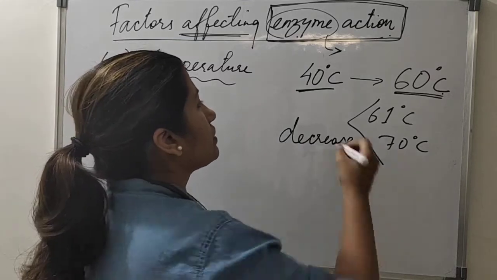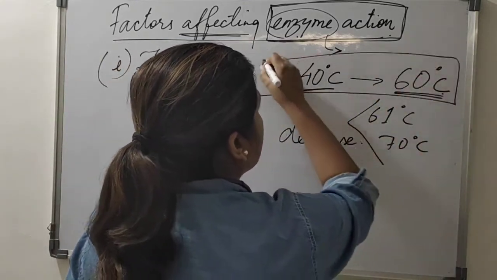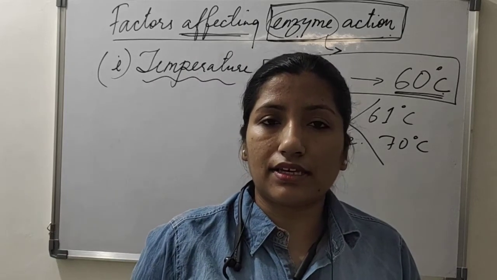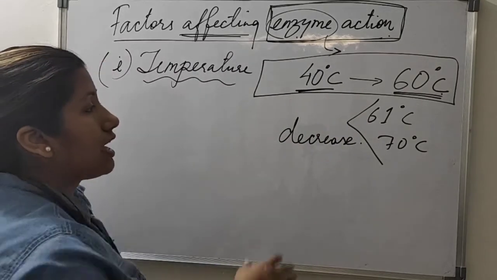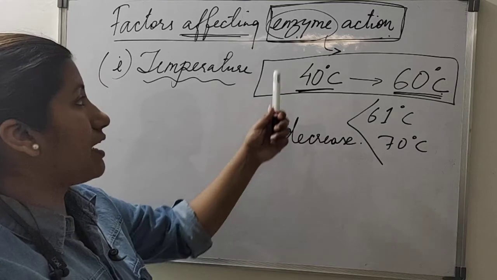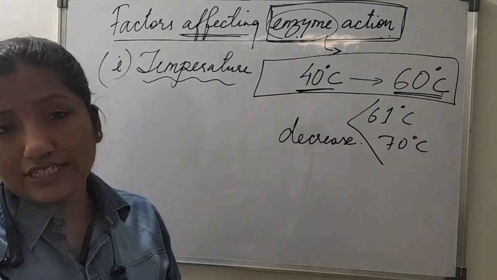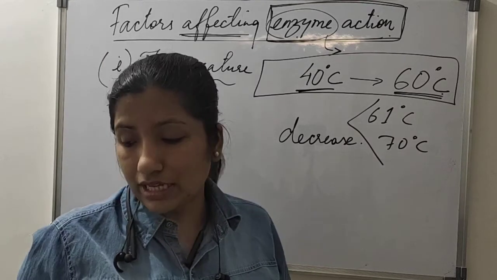So up to this temperature the enzyme is working absolutely fine. It is working fast and it is enhancing the rate of reaction. But above that temperature, the enzyme's activity decreases because the enzyme denatures. Denatures means it degrades, it breaks down.